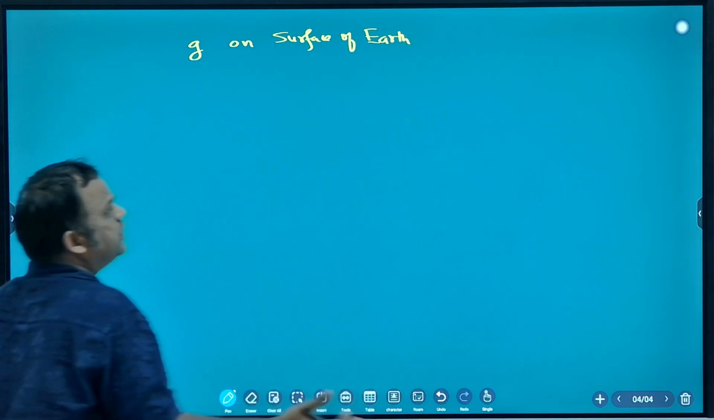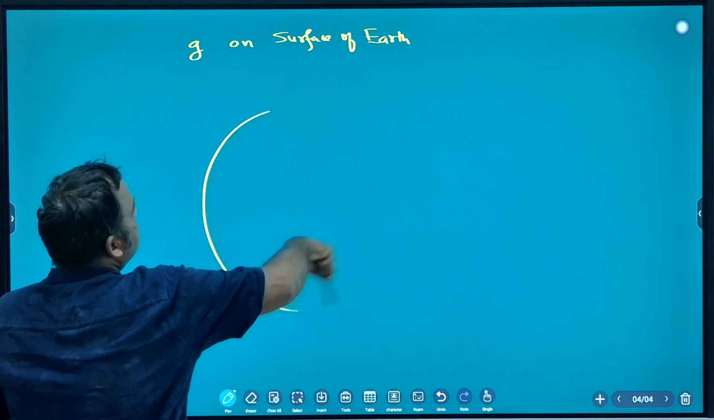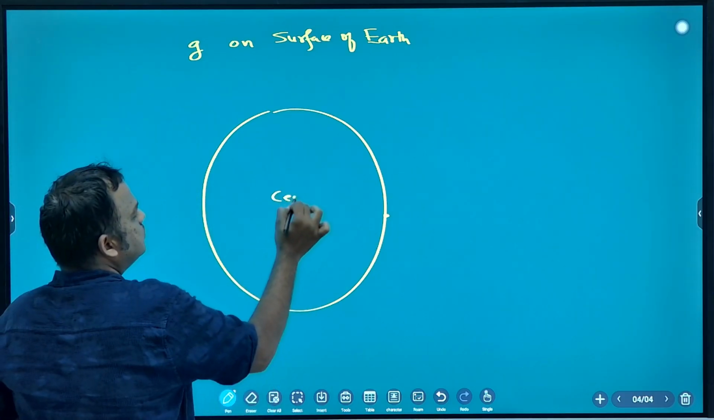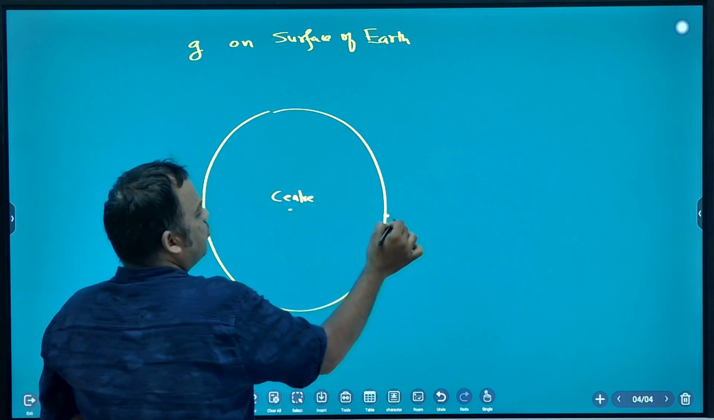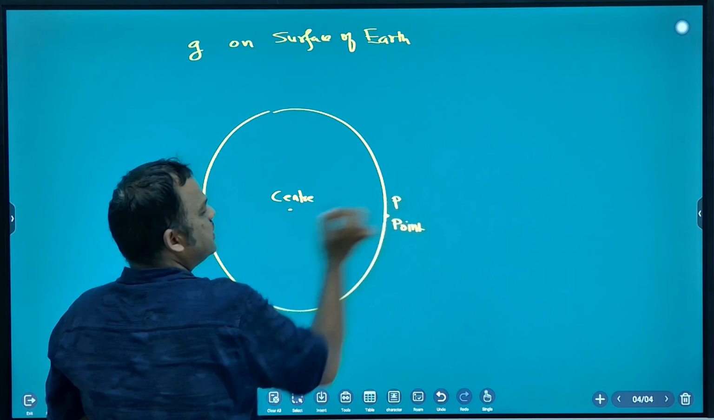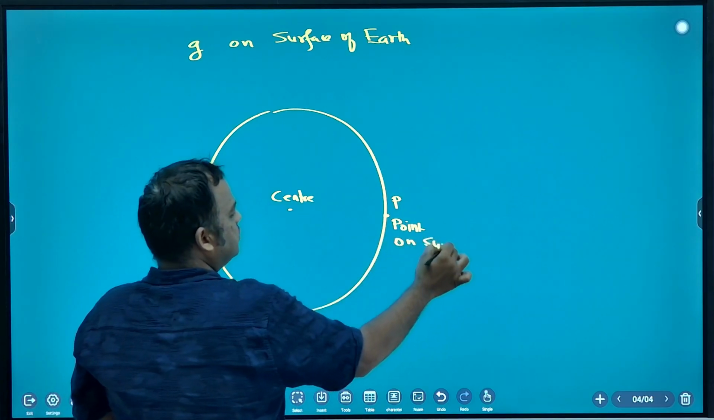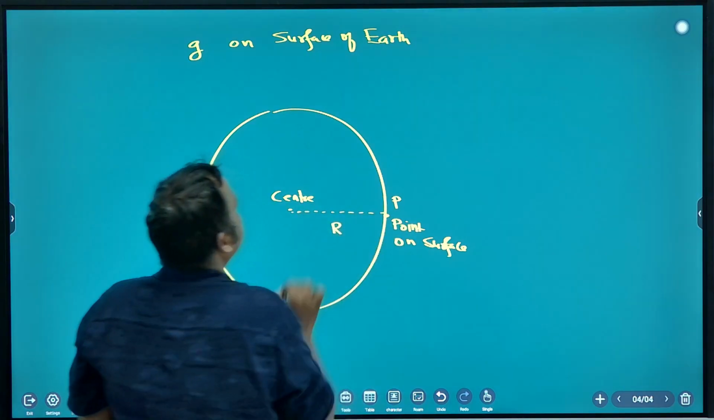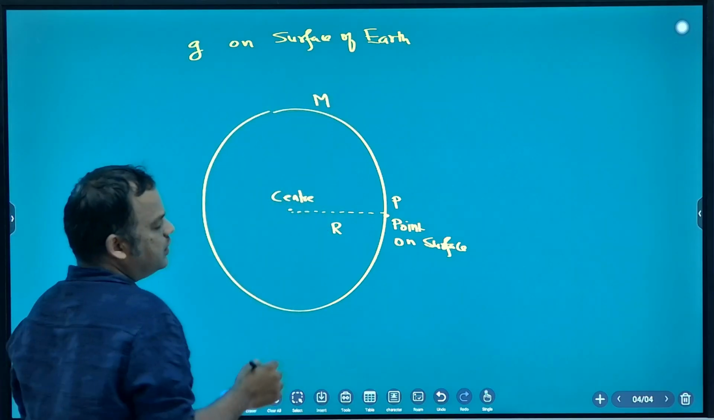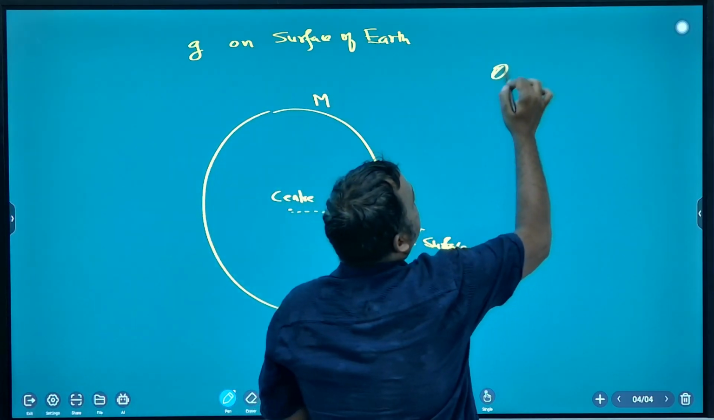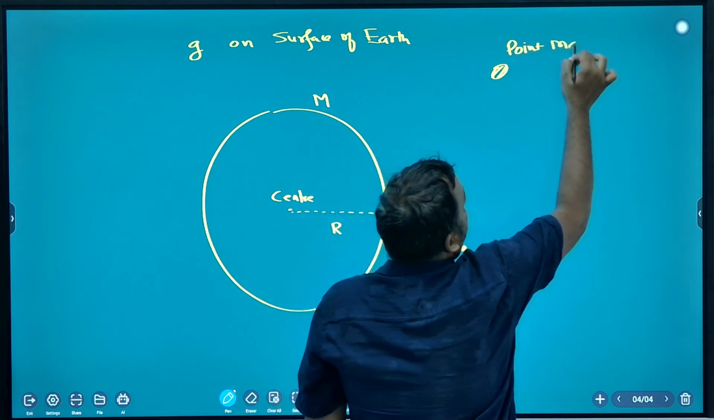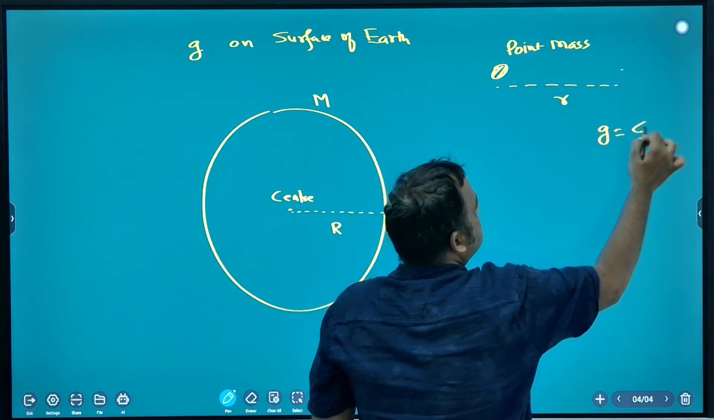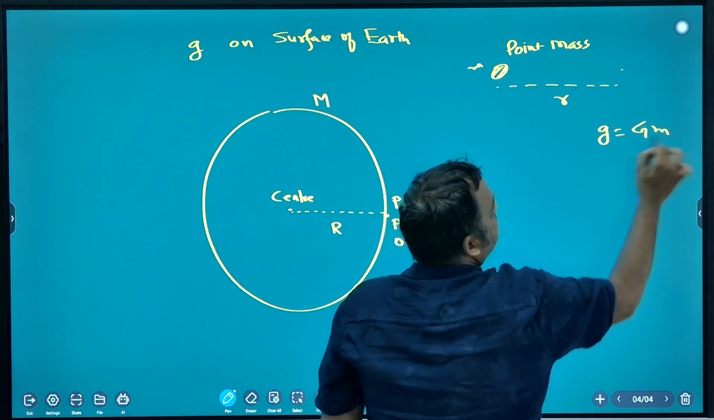So earth is a planet. So this is earth. Now this is the surface, this is the center, and point is here. Let's suppose this point is P. So this is point on surface. So radius of earth, capital R, mass of earth M. Okay. So for point mass, what is the formula? If it is a point mass, for point mass at r distance, what is the formula for g? G M by r square.